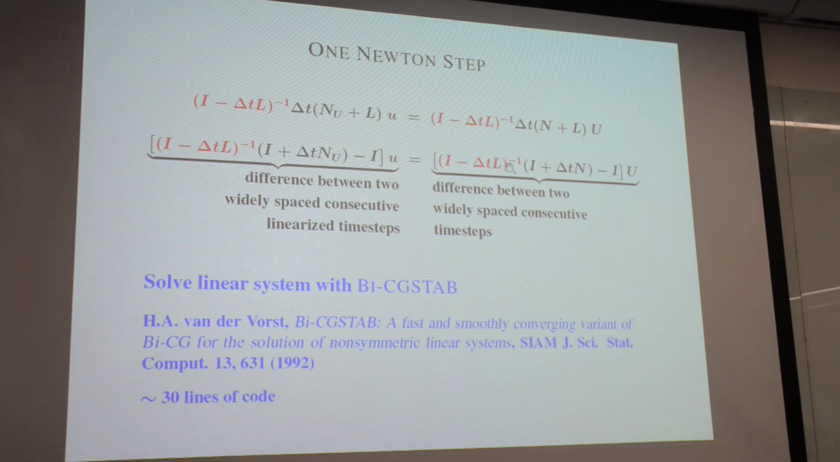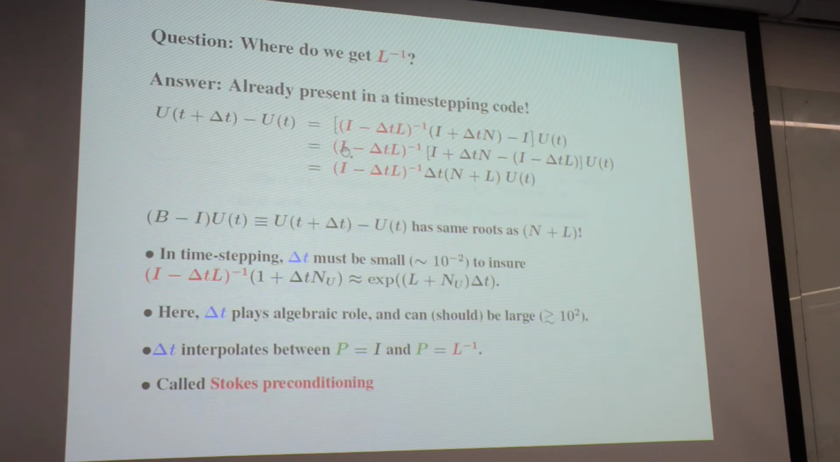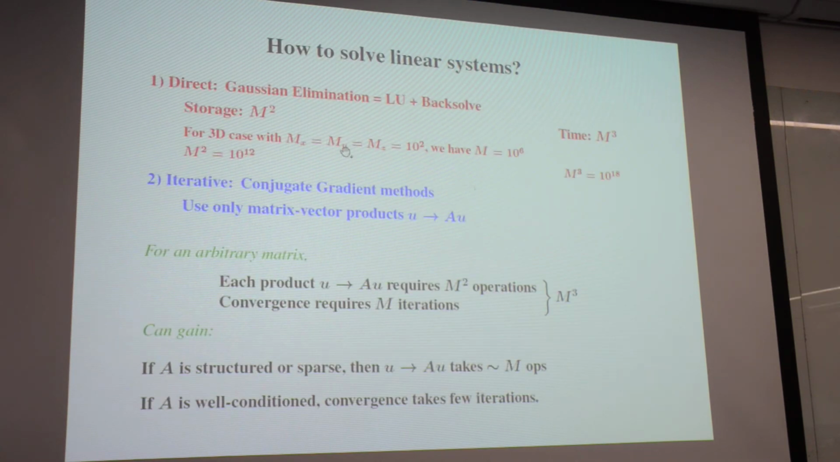And so you need to be able to create this, and you need to be able to create this, but that's all you need to do, because people have written nice routines such that if you give them a subroutine that does a matrix vector multiply, and note that this matrix vector multiply is just like taking a linearized time step, it will then construct for you the best solution out of those repeated actions.